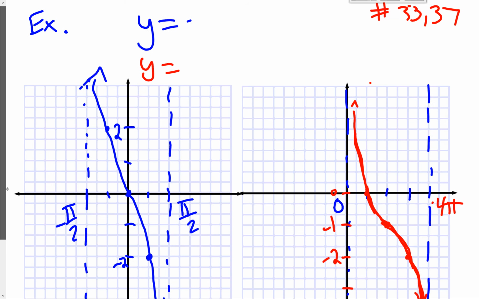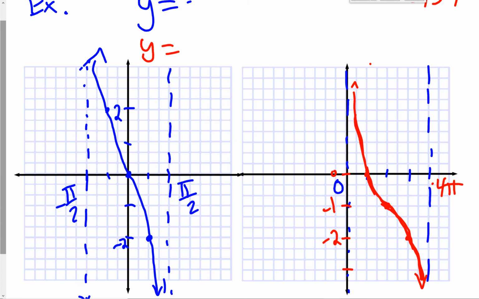Here's writing an equation. When writing an equation, we want to find our a, our b, and maybe our phase shift, what happens in the middle here, and our c, how we move up and down. Okay, so how we look at this is our period length first.